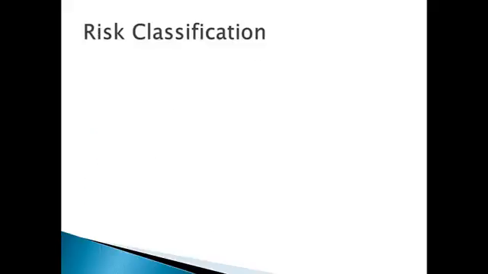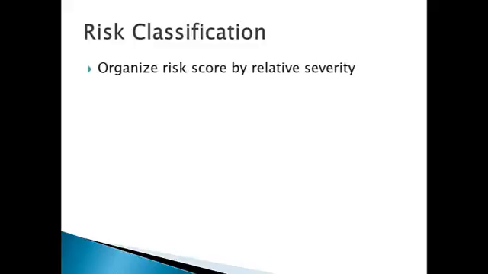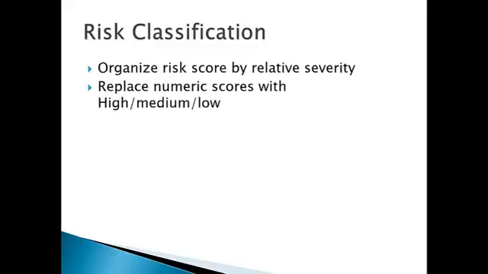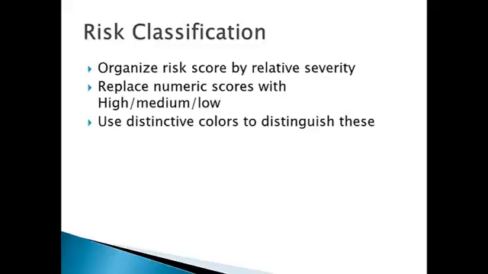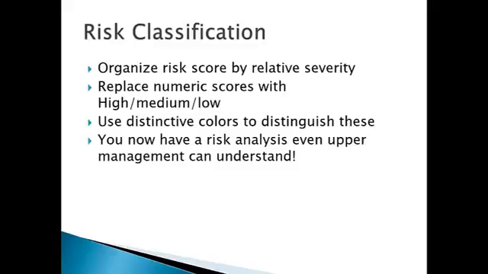Risk classification. How do you organize the risk scores by relative severity? Well, one way is to replace the numeric scores, which generally are arbitrary. You might have a score of 4 or 5, but there's no real units to it. It's just 5 is worse than 4, for example. Replace them with high, medium, and low. And I might hasten to add, make sure that you consistently define high, medium, and low here, and define it in terms that make sense to people who aren't security risk analysts. Use distinctive colors to distinguish these. For example, green, yellow, and red are distinctive colors that may apply to high, medium, and low risks. You now have a risk analysis even upper management can understand.